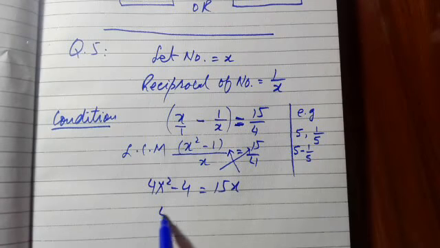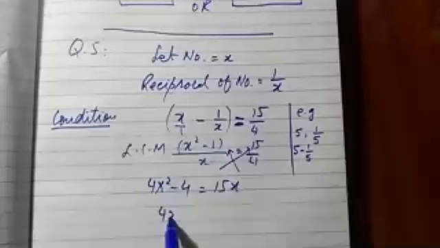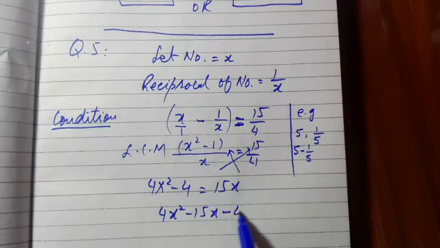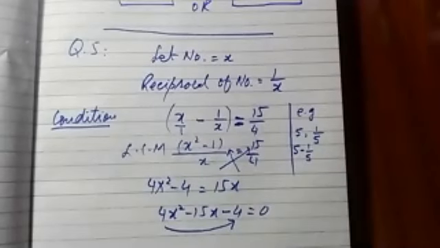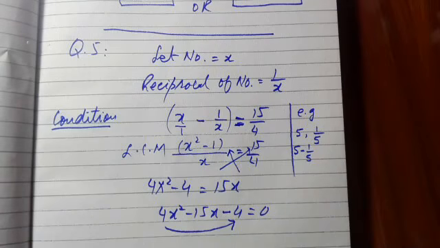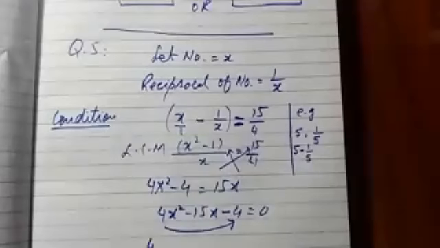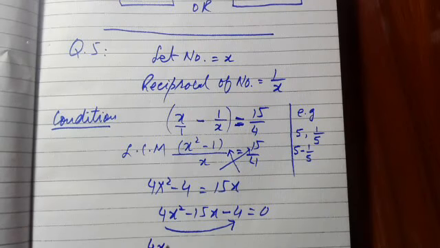So what will you do? You will simply factorize this expression. That will generate 4x square minus 16x plus 1x minus 4 equals to 0. Simply midterm breaking.